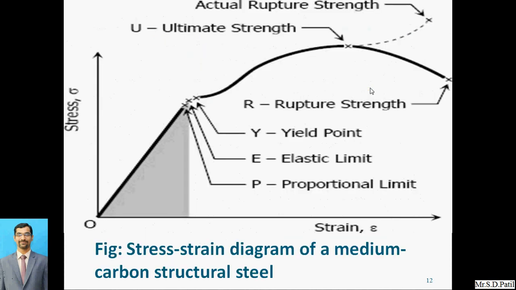Here these are the different phases of the stress strain diagram. Here we can see this is the proportional limit. Then this particular zone is known as the elastic limit.